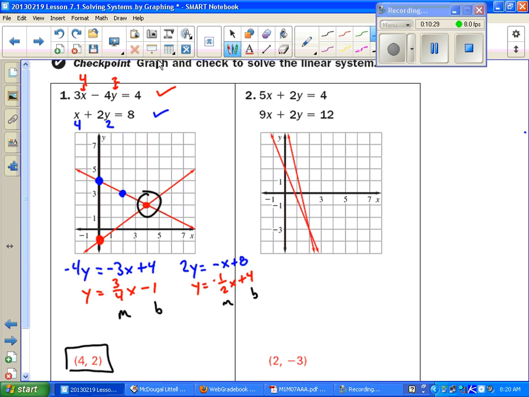Move these into a much more graphing friendly form. Move 5x over for the first one. It becomes 2y equals negative 5x plus 4.